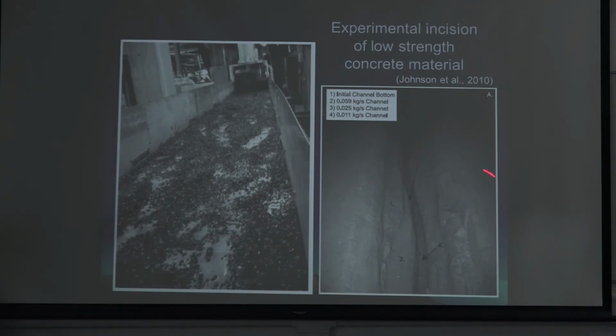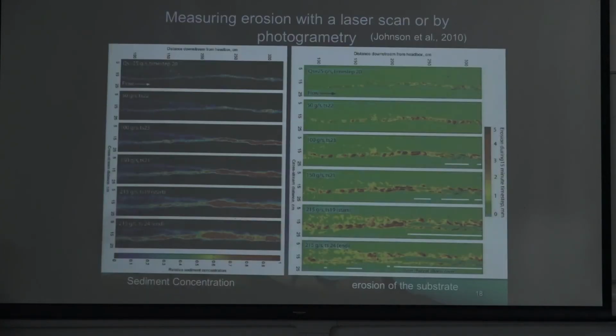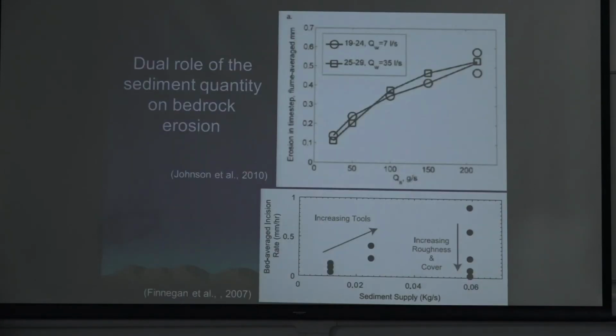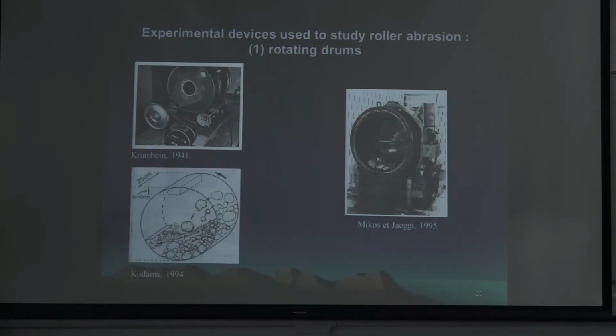You can decide to put very weak concrete in order to see significant abrasion at the scale, at the time scale, of your experiment. It's already what I have shown with the results obtained by looking at sediment concentration, looking with the camera and measuring the eroded substrate with a laser. I explained the dual role of the sediment that can be evidenced with this kind of flume.